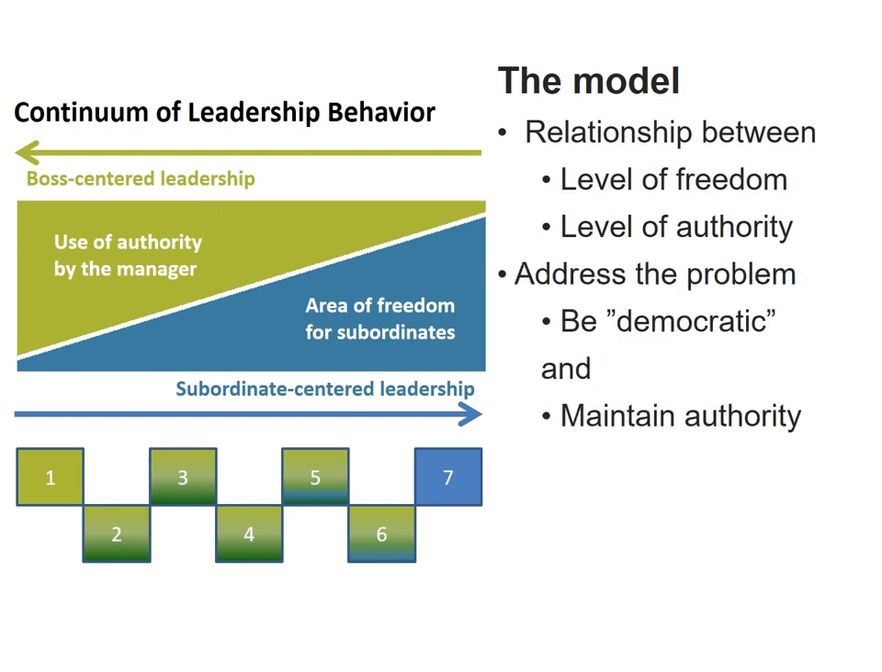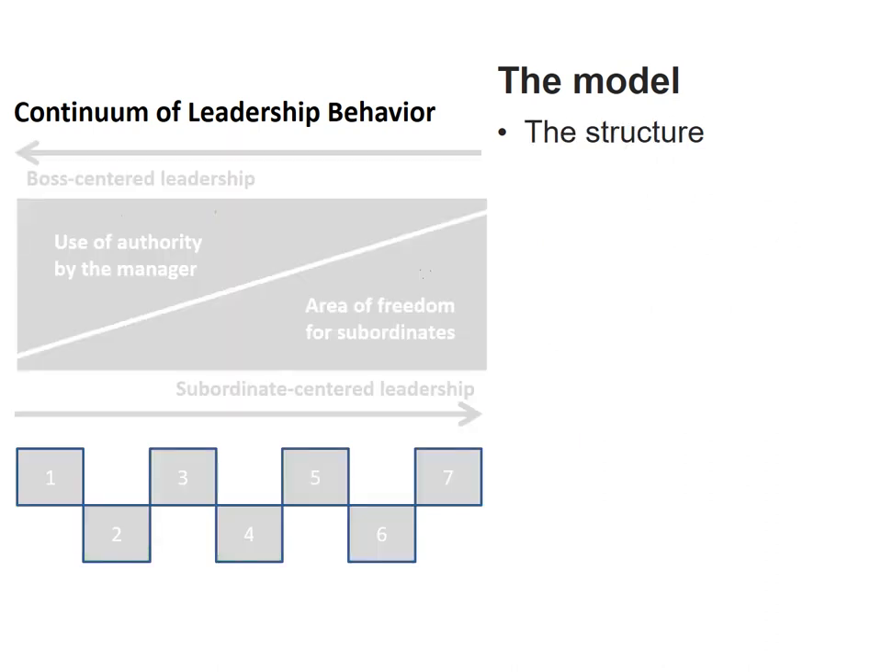The model addresses the problem of how modern managers can be democratic in their relationships with subordinates and at the same time maintain the necessary authority and control in the organizations for which they are responsible. The Tannenbaum and Schmidt Continuum of leadership behavior is often shown as a simple graph. We will now take a look at the structure of the model.